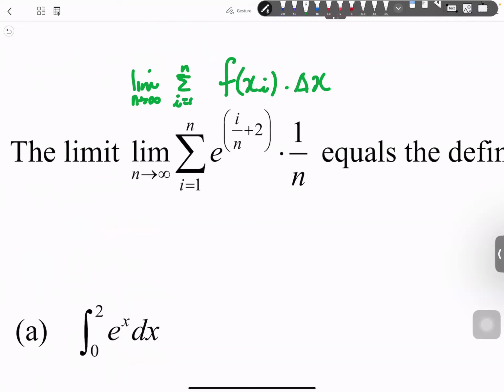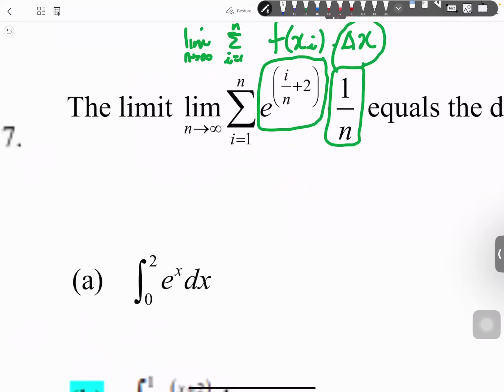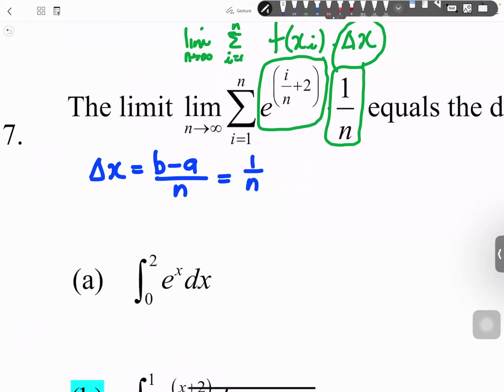So this piece right here is the delta x piece, and this piece right here is the function evaluated at x sub i. First, pull out the delta x, because we know some things about delta x. We know by definition that delta x is b minus a over n. In this problem it is equal to 1 over n. So b minus a must be equal to 1.